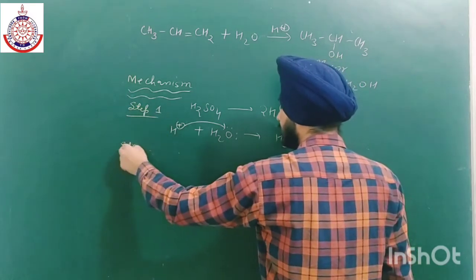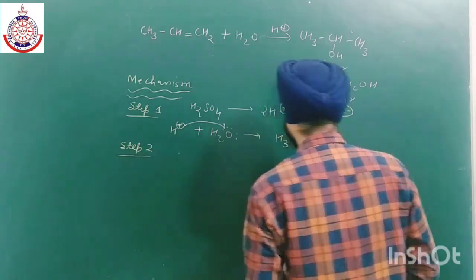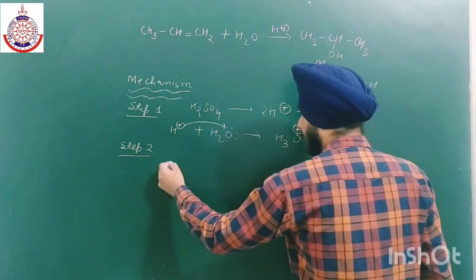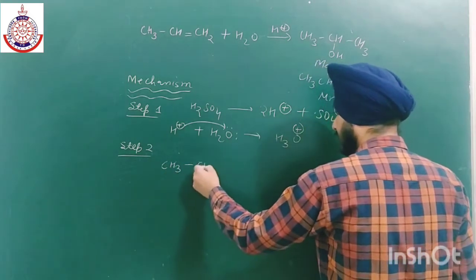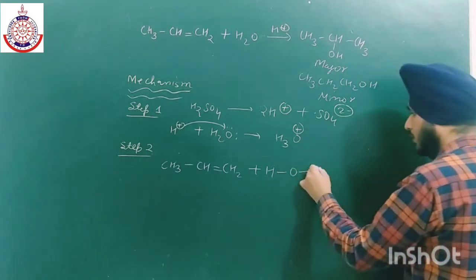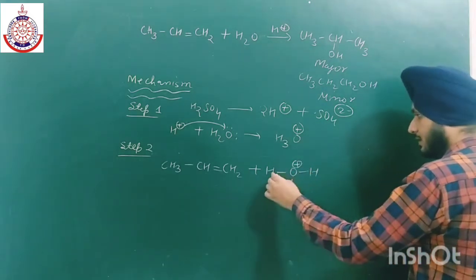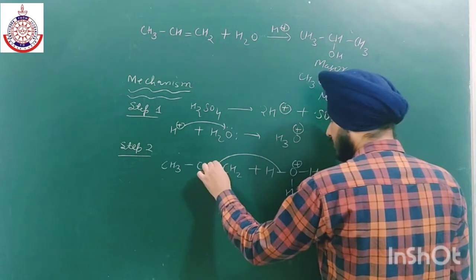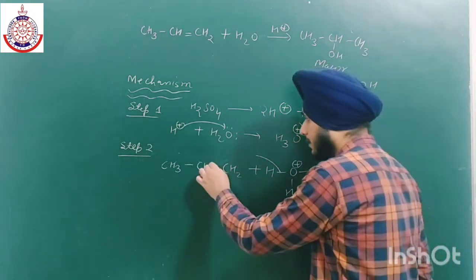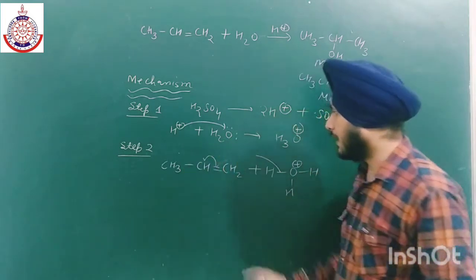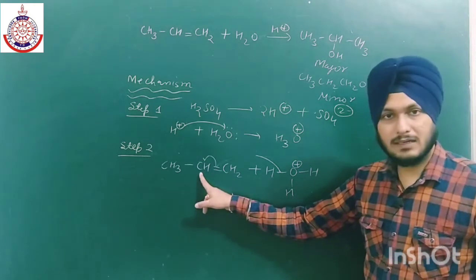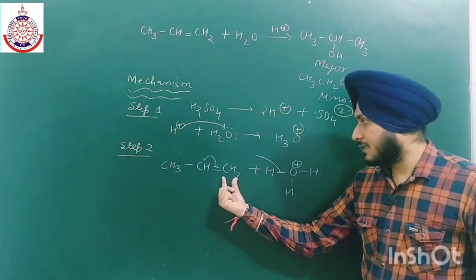The second step is the attack of this hydronium ion on CH3 CH double bond CH2 plus HOH with a positive charge. Now this hydrogen will attach over there. There are two methods. This bond can break like this, and we will get a positive charge over here, and the hydrogen will attach over here, and the carbocation will be generated over here.